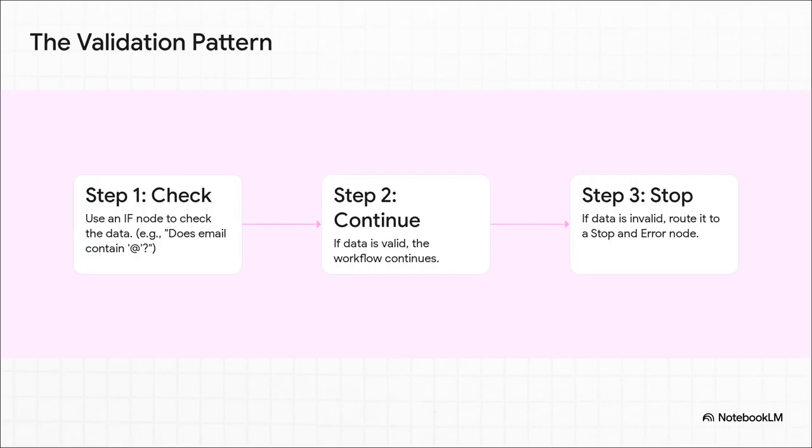The pattern for this is actually incredibly simple. First, you just use an If node to do a quick sanity check. For an email, you could just check if the text contains an @ symbol. Super simple. If it's valid, great. The workflow just continues on its happy path. But if it's invalid, you send it down the other path, straight to a Stop and Error node.